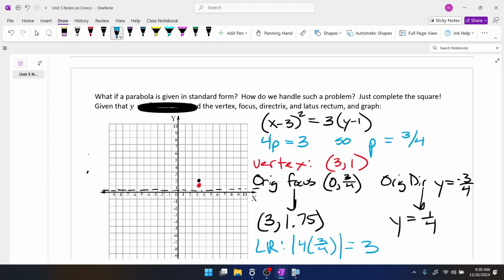Does the latus rectum go through the vertex or the focus? Focus. Focus on the latus rectum. So anyway, it's 3 units. Half of 3 is 1.5. So I'm going to go roughly 1.5 units away. Half the distance to the goal. We draw it and we are done.